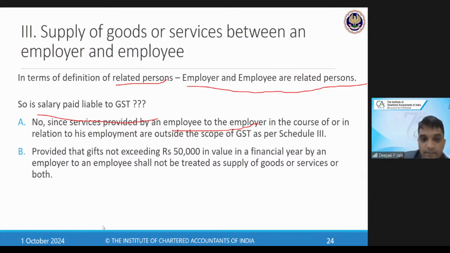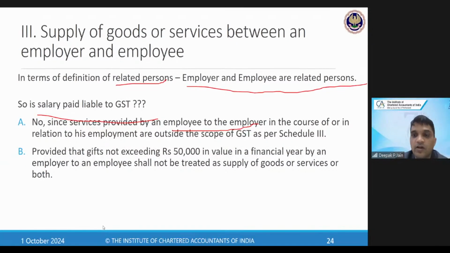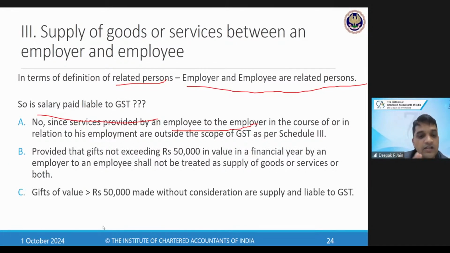So there is a cap. They've said that if you give gifts beyond a limit, we will tax you. So you give gifts, no problem, but keep it under limit. Give gifts up to 50,000 rupees per employee per year, then we will not levy GST. If the gifts are of a value above 50,000, then it will be liable to GST.